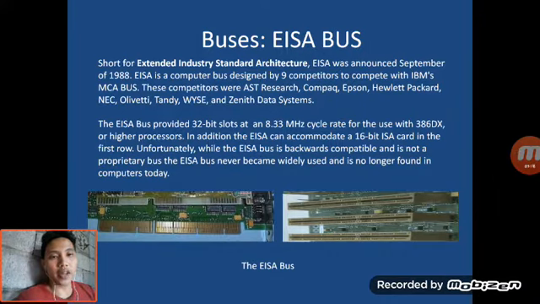The EISA bus provided 32-bit slots at an 8.33 MHz cycle rate for use with 386DX or higher processors. In addition, the EISA can accommodate a 16-bit ISA card in the first row. Unfortunately, while the EISA bus is backwards compatible and is not a proprietary bus, the EISA never became widely used and is no longer found in computers today.